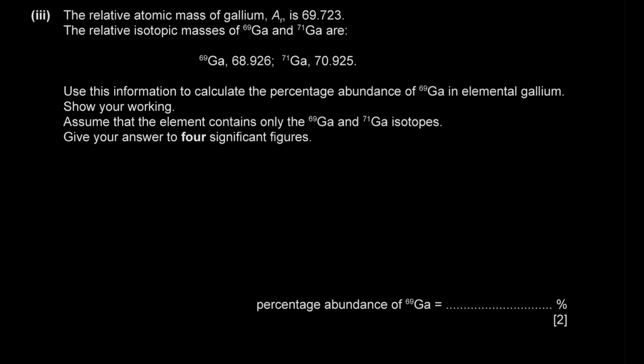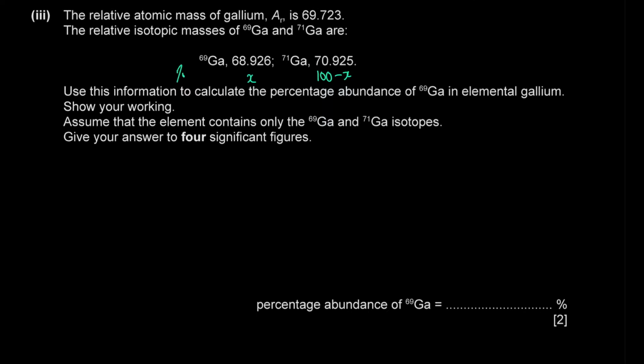So over here, we don't know the abundances of either of these two isotopes. We want to find the percentage abundance of gallium-69. So let's say that the percentage abundance of gallium-69 is X%. Since we only have these two isotopes, the total abundance is 100%. If this is X%, then this would be 100 minus X%. Now, if we had a total of 100 atoms, X of them would be this one, and 100 minus X would be this one over here.